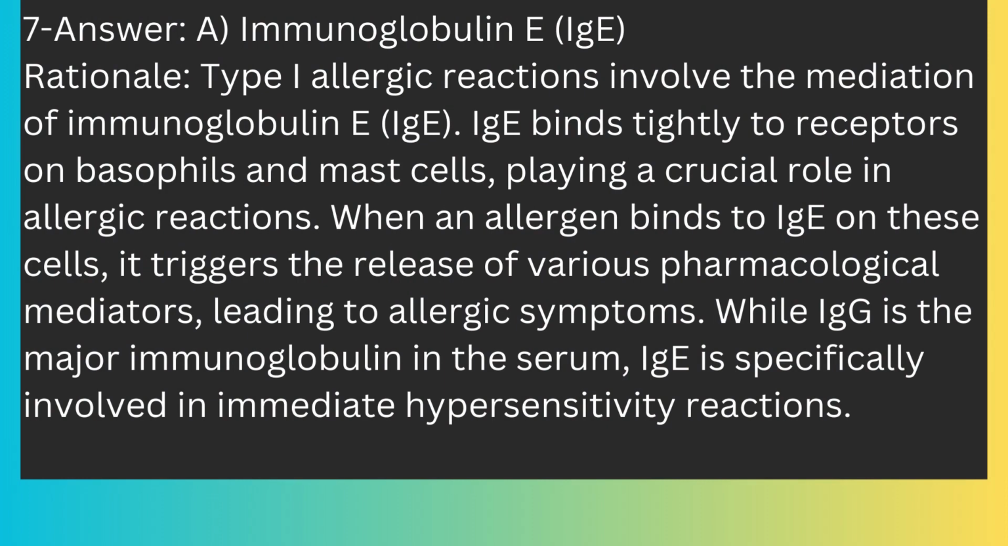Type 1 allergic reaction involves the mediation of immunoglobulin E. Immunoglobulin E binds tightly to receptors on basophils and mast cells, playing a crucial role in allergic reactions. When an allergen binds to IgE on these cells, it triggers the release of various pharmacological mediators, leading to allergic symptoms. While IgG is the major immunoglobulin in the serum, IgE is specifically involved in immediate hypersensitivity reactions.